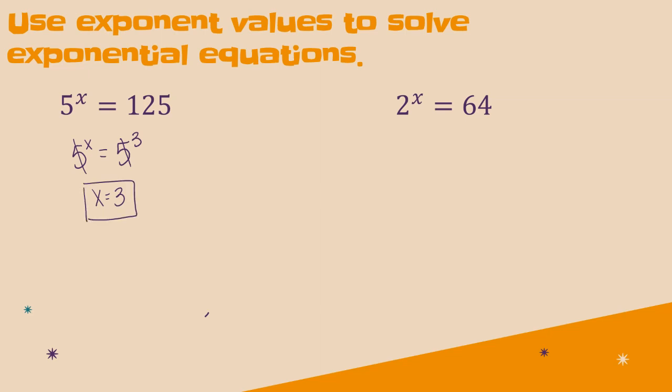I'm going to do the same thing with 2 to the x equals 64. I'm going to go back to my 2 column and look for 64. And I'm going to see that that is 2 to the 6th power. Therefore, once my bases cancel, I know that x is equal to 6. Are you starting to get the hang of this? I hope you're seeing how that exponential values chart comes into play and how it helps you to solve some exponential equations.